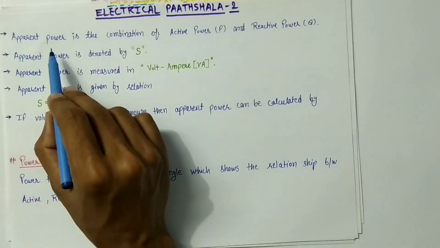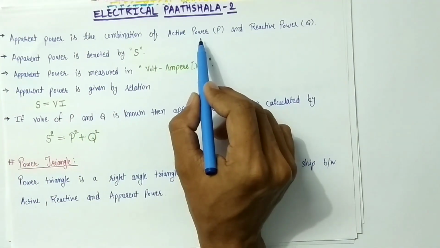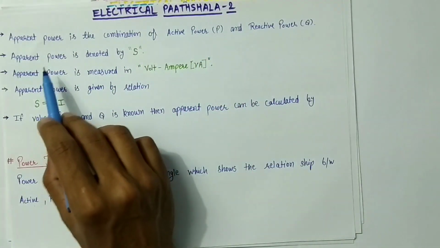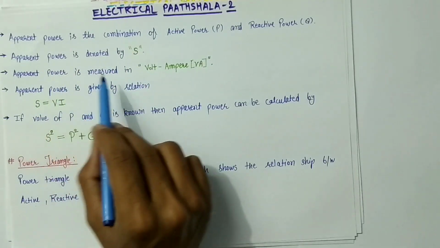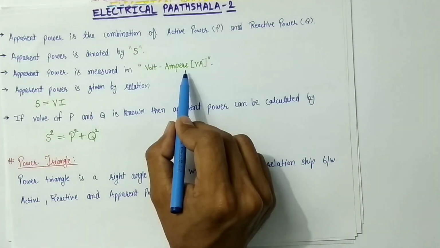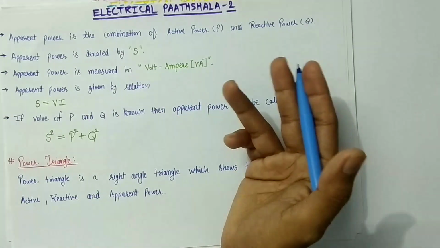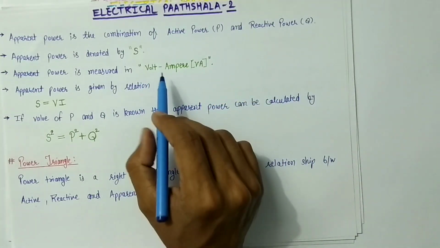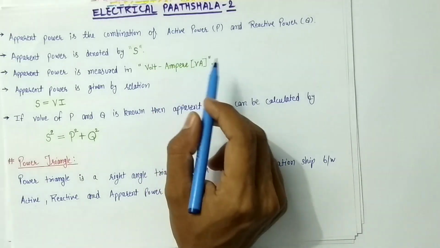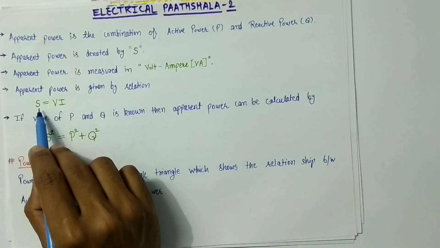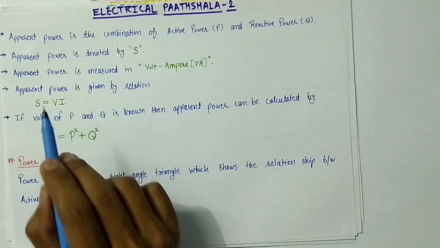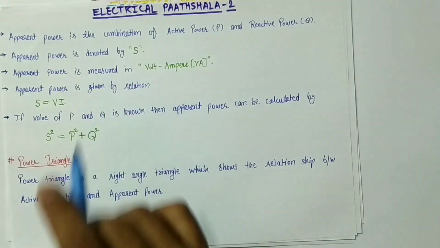So guys, apparent power is the combination of active power and reactive power. We know that. And apparent power is denoted by capital letter S. Apparent power is measured in volt amperes or kilovolt amperes or megavolt amperes. So the unit of the apparent power is VA, volt amperes. Next, apparent power is given by the relation S equals V multiplied by I. Simply, S = V × I.